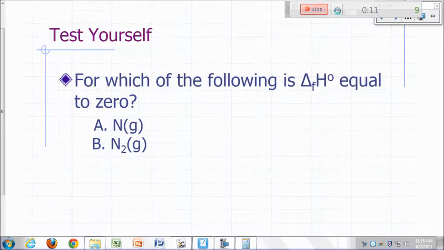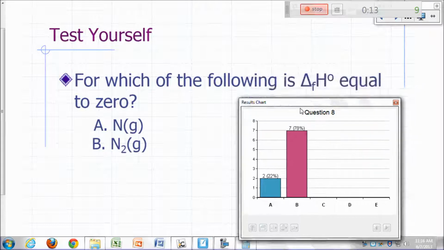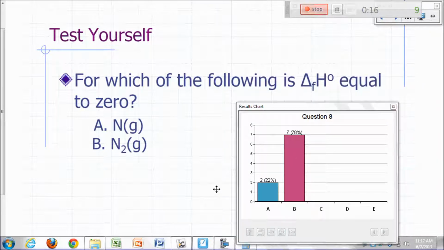I lost my clicker again. Ready? Let's see how we're doing. Okay, B is a popular answer. You have a chance to change your answer before I close it.